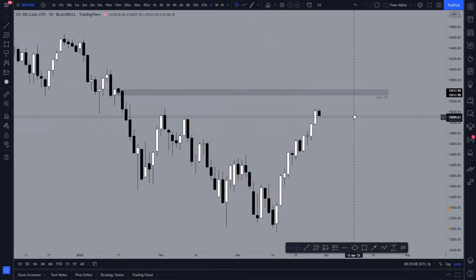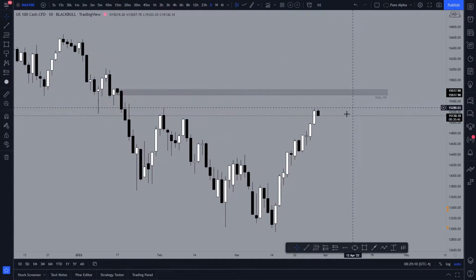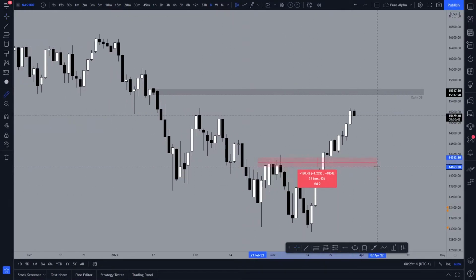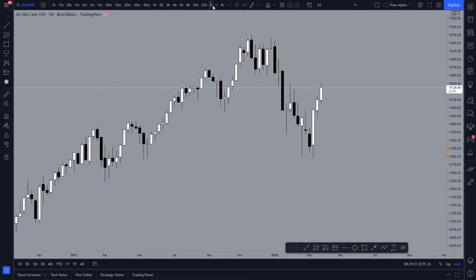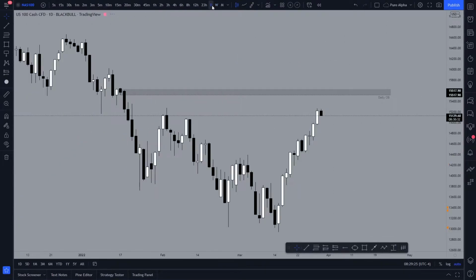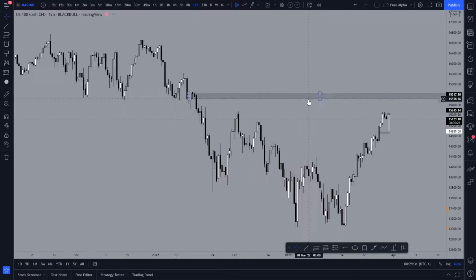So this is NAS100. As you see, we have been very bullish. We broke out of that bearish momentum that we had. And structurally we're looking bullish on the daily, but you go to the weekly and you see there's still a lot of bears in the market. So I do have a short-term direction going down. So we're gonna go ahead and see why the limit is set.